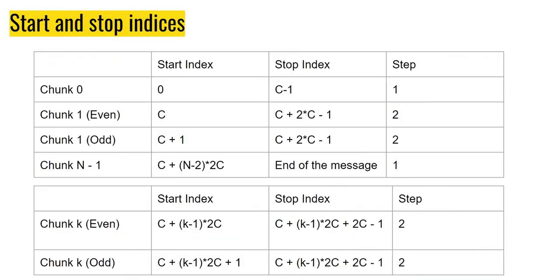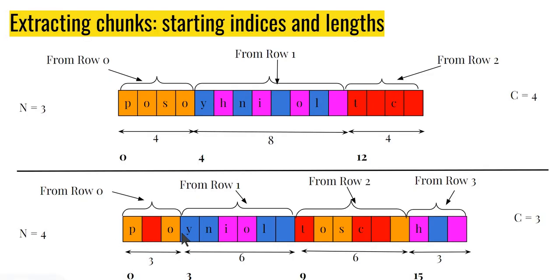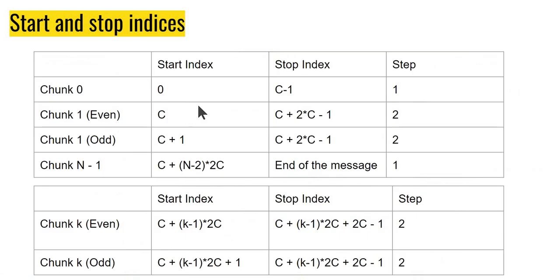What I have done here now, again, this may look like a lot of information suddenly, but go through it slowly. I have written down for you the starting index and stopping index for every chunk. For example, the 0th chunk. Now, this is with respect to the decoded message. Remember, the 0th chunk is always the first few elements, in fact, the first C elements. So for chunk 0, it will start at 0, the stop index will be C minus 1, and the step will be 1 because I want all those elements to be extracted.